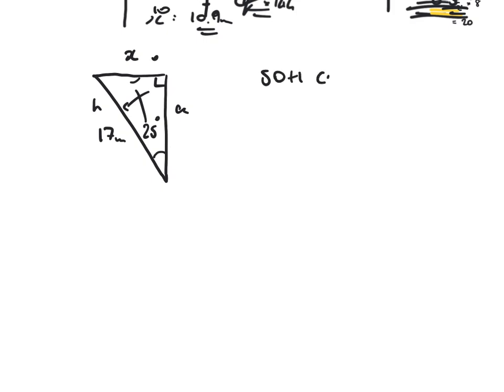SOHCAHTOA: tick off the side you've got, and tick off the side that you're looking for. We've been given the hypotenuse, and we're looking for the opposite. So this time it is a sine ratio question.